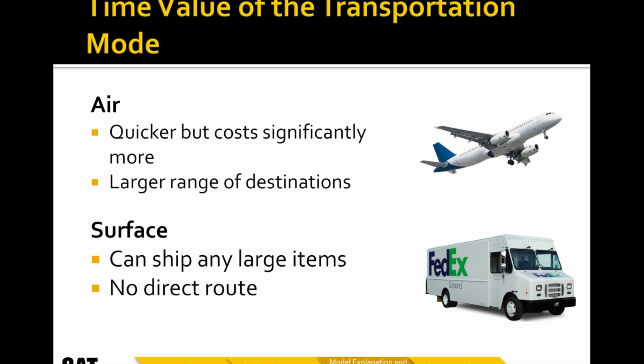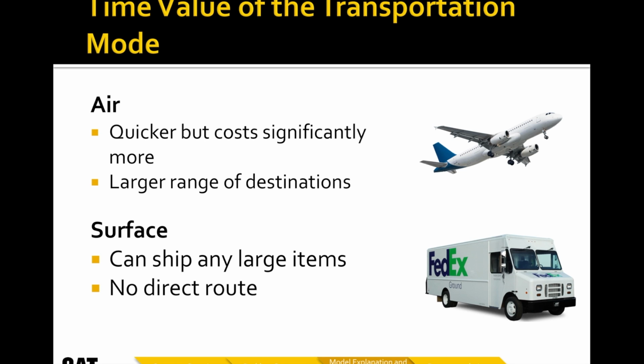For the time value of the transportation mode, the 2 main modes discussed in this case study are shipping via air and shipping via ground. If one of Caterpillar's dealers required an item immediately, shipping via air would be appropriate since it is considerably quicker than ground transportation. In addition, shipping via air offers a larger range of destinations. In other words, air shippers transport freight to global destinations that trucks alone cannot reach. However, there will be a high expense with shipping those goods.